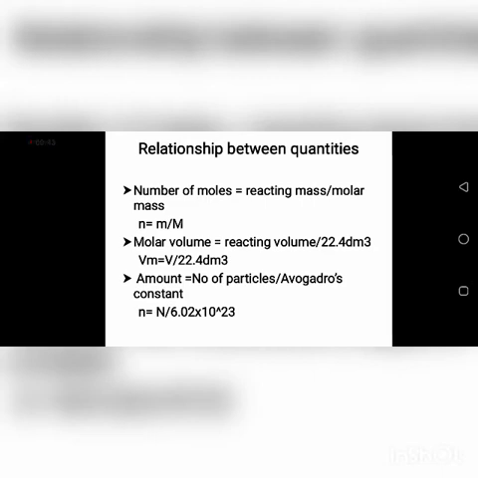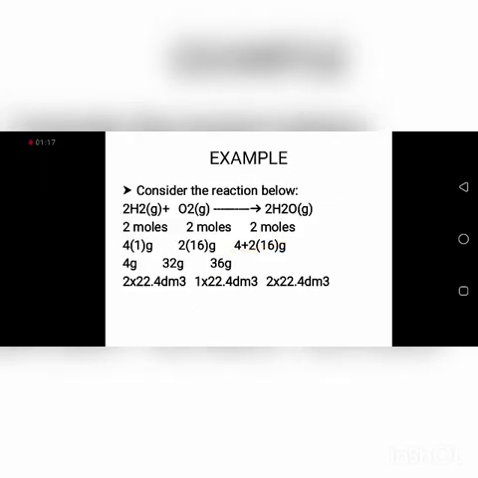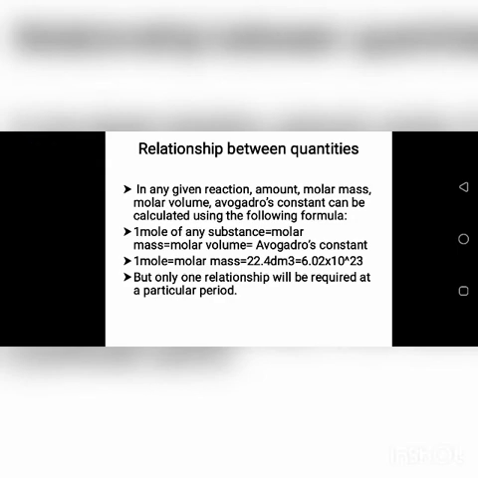Amount is equal to number of particles over Avogadro's constant, which is N over what? 6.02 times 10 to the power 23. These are the quantities and the formulas that you need to put at the back of your mind throughout this topic. And also, you need to revise how you can calculate the molar mass of a compound.